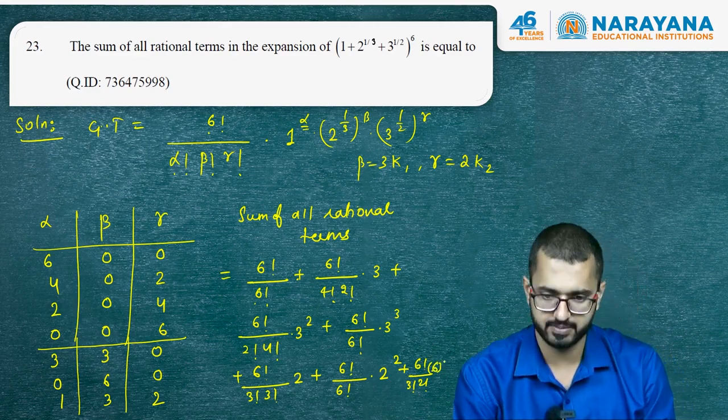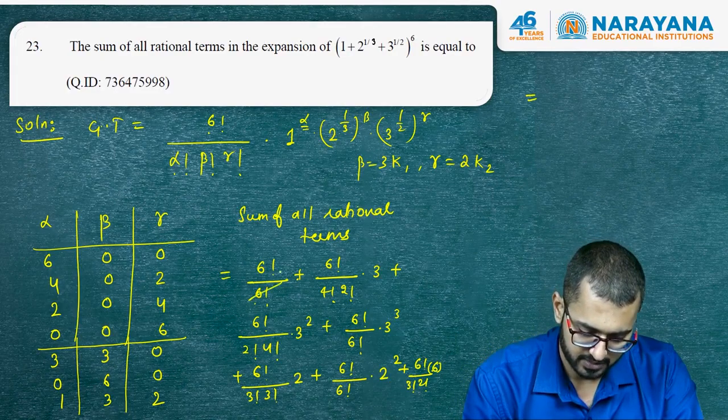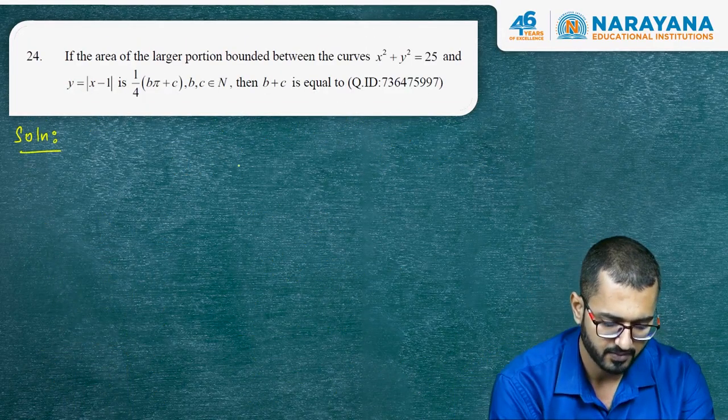That means we now have to sum them up. So let's sum them up total. So this will get cancelled and here 6 factorial will give me just 30.